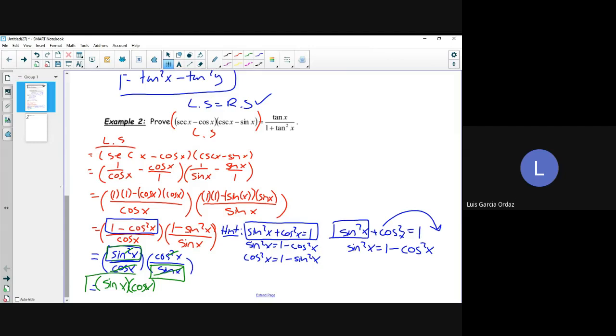And we're left with sine x times cos x as our left side. And obviously, as you can see, the left side does not equal the right side yet, which means we have to also simplify the right side. So now we're going to look at the right side, where we have tan x over 1 plus tan squared x. Or, to make it easier for you guys, we get tan x divided by 1 plus tan squared x.